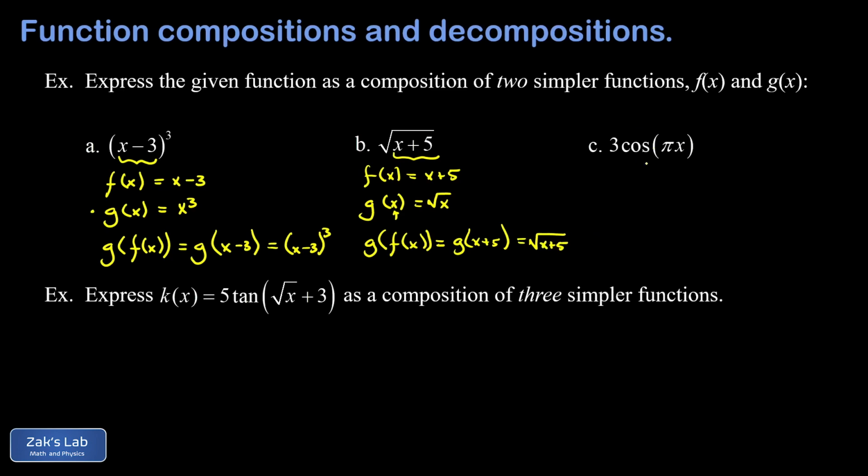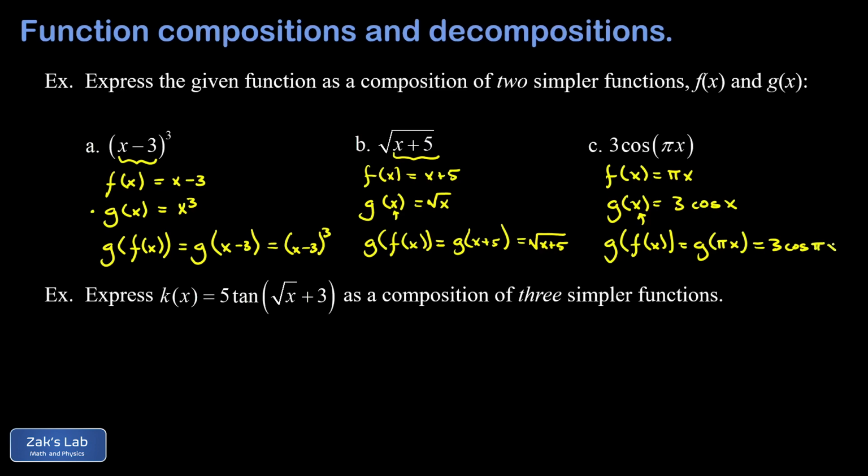Now in part C, I have 3 times the cosine of pi x. And so the way I'm thinking about expressing this in terms of simpler functions is that the inner function is pi x. Now to get this original function, 3 cosine pi x, g of x must be 3 times the cosine of x. So it's going to take 3 times the cosine of whatever the input is. Now when I compute g of f of x, that's the same as g of pi x. And replacing the argument of my function g with pi x, I get 3 cosine pi x, and we're done with that one.